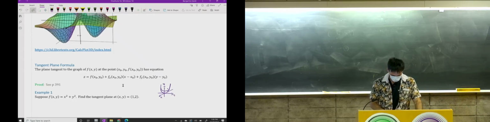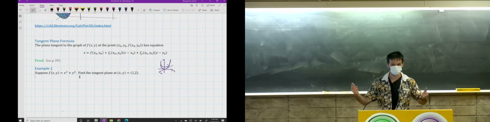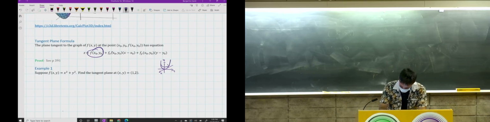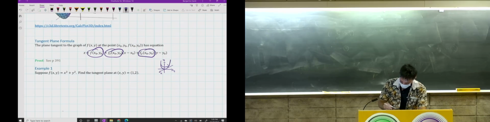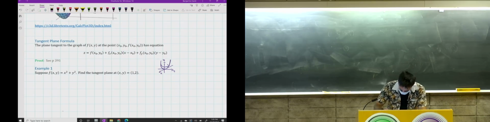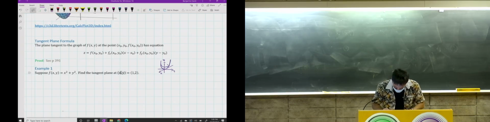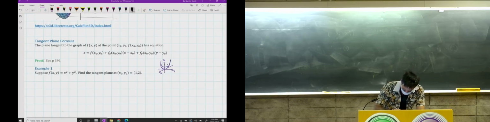Okay, so let's just plug into the formula that I gave you and crank out the answer. So I'm going to need these three things, where 1, 2 is my x naught, y naught. Here, in fact, let me just call this x naught, y naught equals the point 1, 2. So f of 1, 2 is 1 squared plus 2 squared, which is 5.